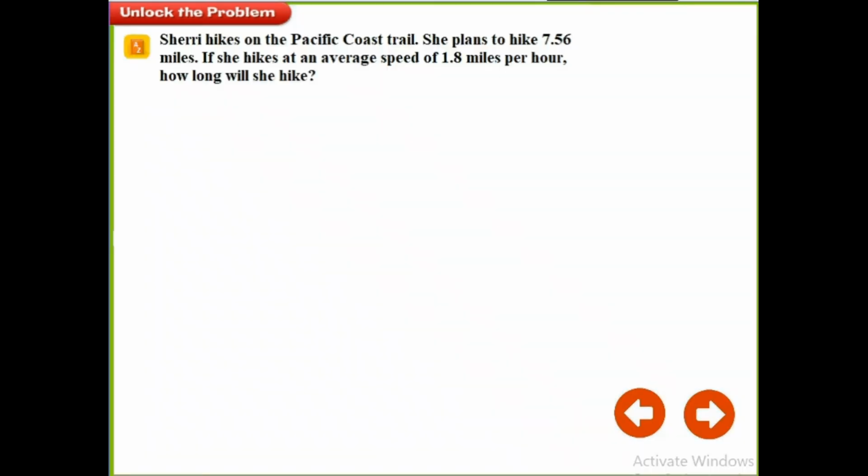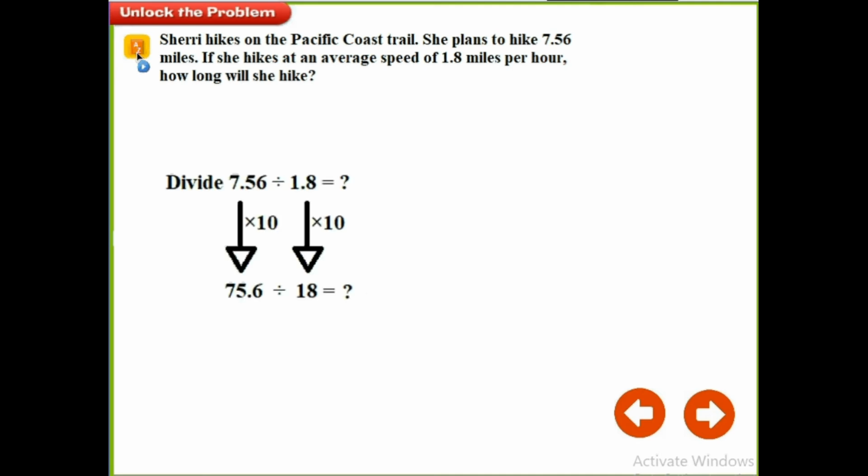Let's try to divide when the dividend and the divisor have an unequal number of decimal places. Sherry hikes on the Pacific Coast Trail. She plans to hike 7 and 56 hundredths miles. If she hikes at an average speed of 1 and 8/10 miles per hour, how long will she hike? Let's divide 7 and 56 hundredths by 1 and 8/10.